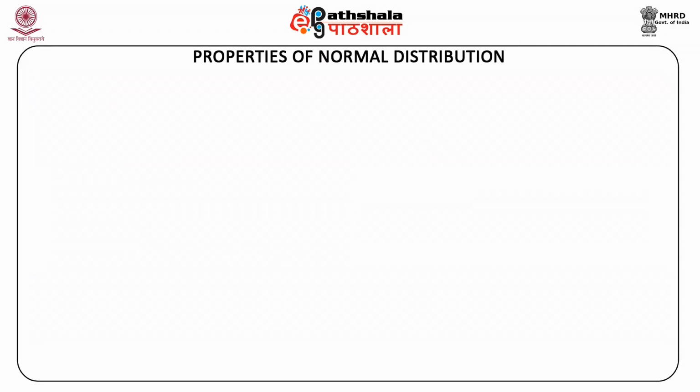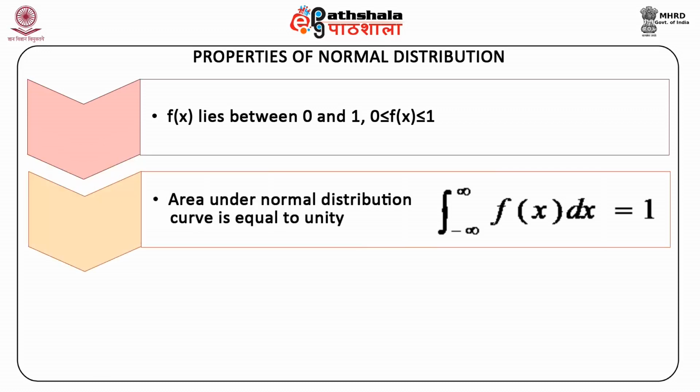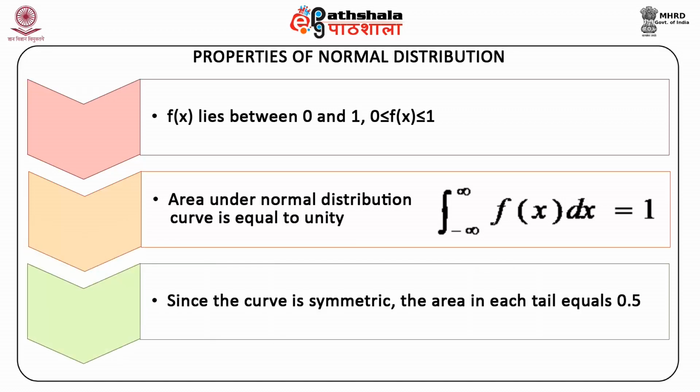Let us now look at the properties of the normal distribution. First, f(x) lies between 0 and 1, that is 0 is less than or equal to f(x) is less than or equal to 1. Second, the integral from minus infinity to infinity of f(x) dx is equal to 1, that is the total area under the normal distribution curve is equal to unity. Since the curve is symmetric, the area in each tail equals 0.5.